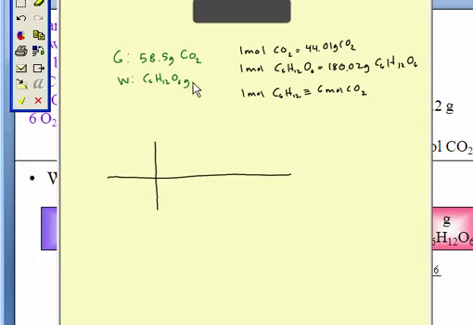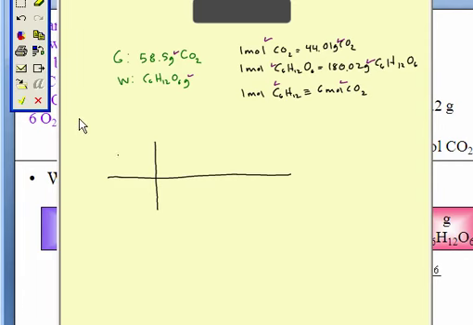We take our given, we look at our wanted, and make sure we have 2 of each units. Grams of CO2, grams of CO2. Grams of glucose, grams of glucose. Moles of glucose, moles of glucose. Moles of CO2, moles of CO2. Okay, so I have 2 of every unit, and I'm ready to start.